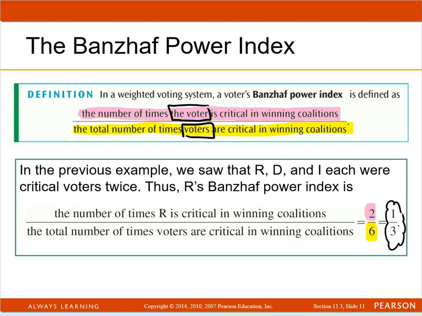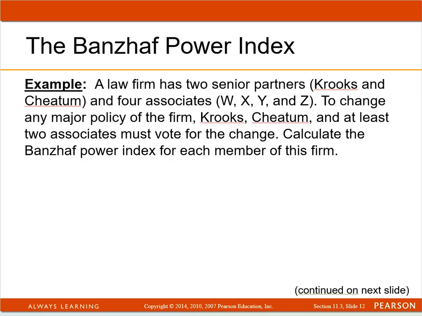And in my brain, it makes more sense when I think of it in terms of a percentage. That means they're each 33.33% in power. They all have equal power in this thing. Okay, so what's next? Another example, you got a law firm.